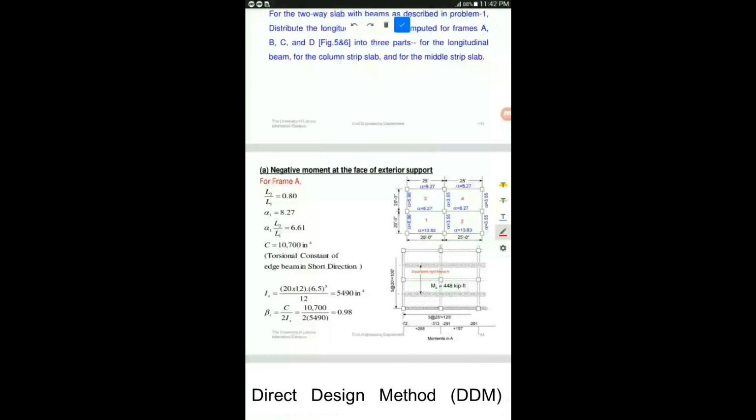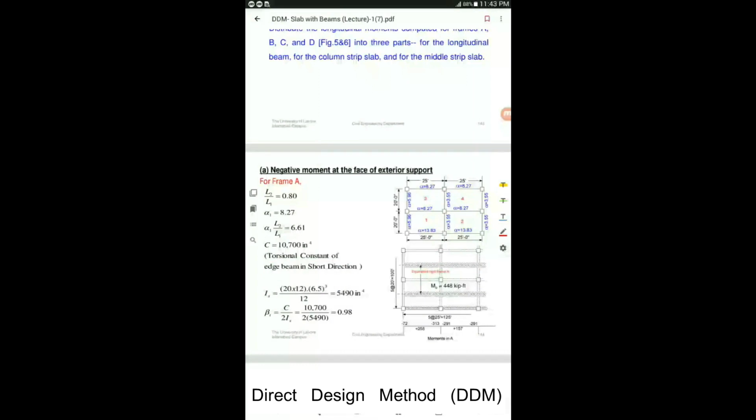Now the torsional constant C. I already told you about the torsional constant C of edge beams in the short direction, because the rigid frame A is running here and you have to distribute the moment in the transverse direction. So torsional constant C is for the edge beams. This is the edge, and because you have to do the transverse distribution in this direction, which is the shorter direction, that's why they have written torsional constant of edge beam in short direction. Similarly, for rigid frame C, which is running like this, this is your edge beam, and because it is running in this direction, which is the longer direction, they have written torsional constant of edge beam in long direction.